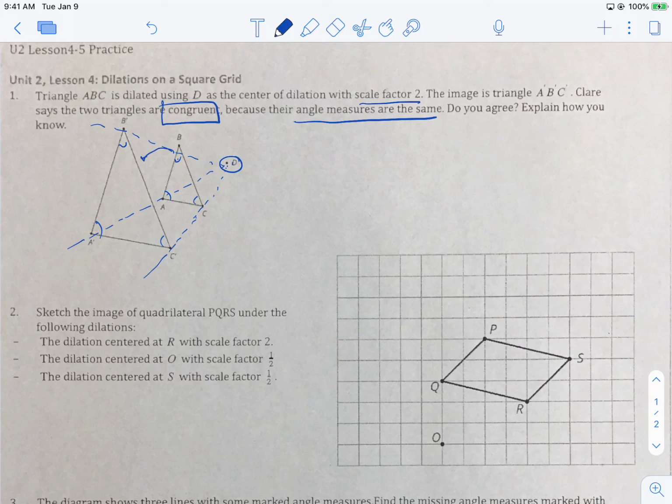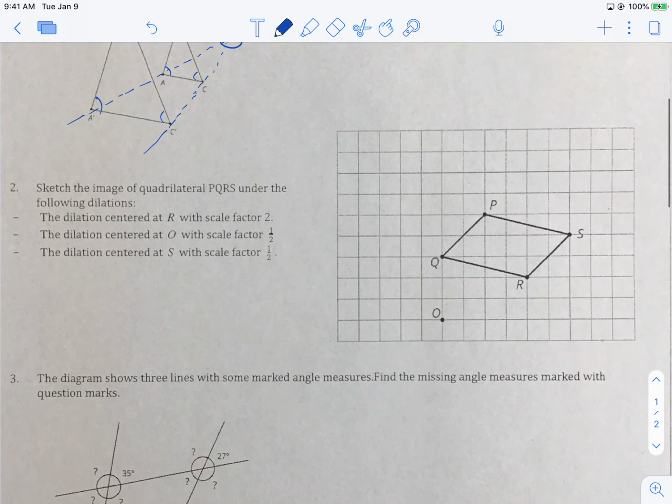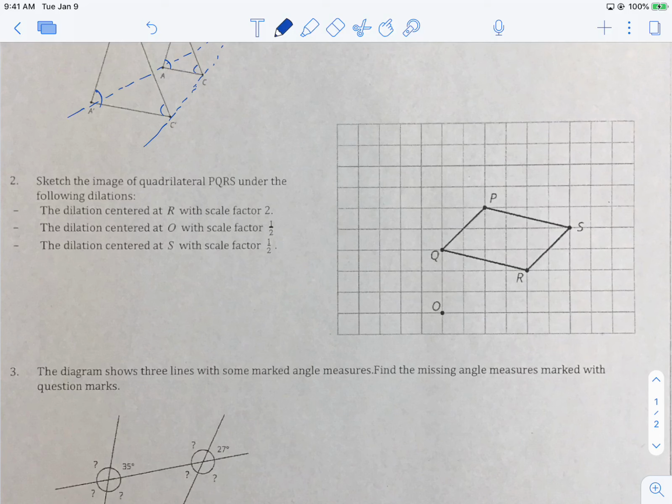Let's look at number 2. Sketch the image of quadrilateral PQRS under the following dilations. The dilation centered at R with a scale factor of 2. All right, so each one of these is going to give us a different center. So here's our R. We're using this center. And we're doing a scale factor of 2. So we've got to think each piece has to be 2 times as far away.